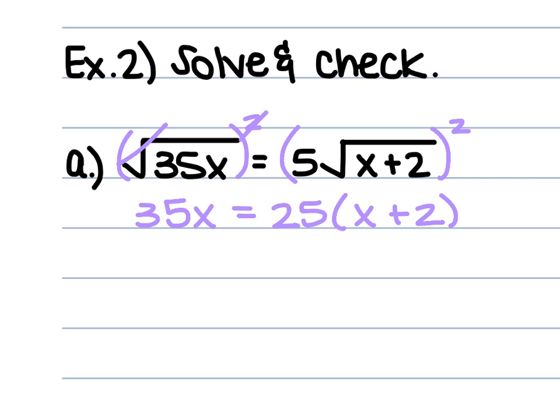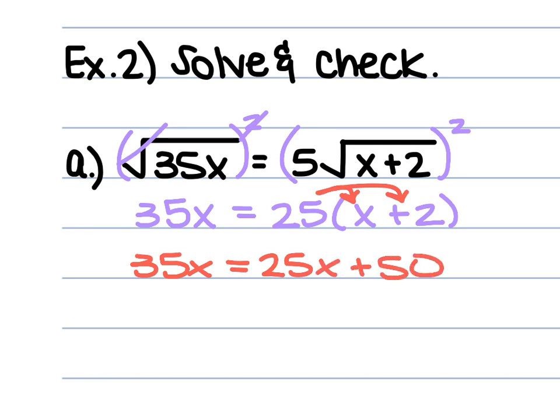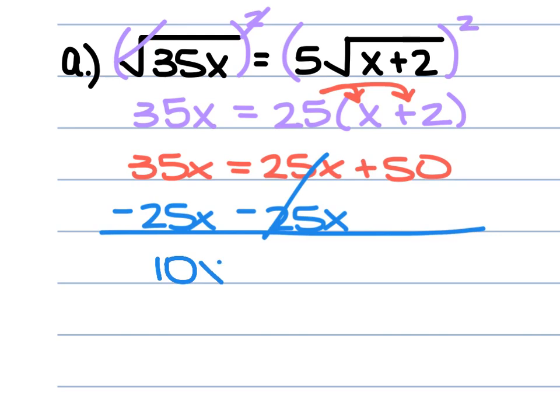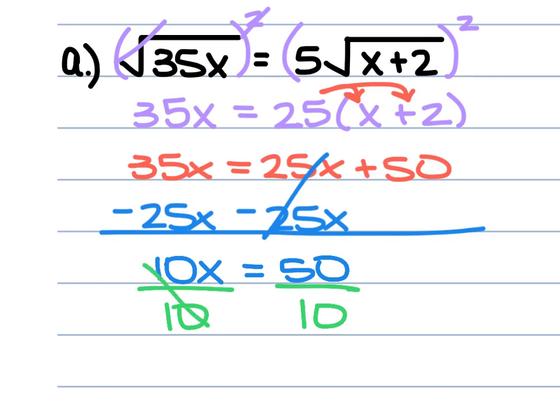So we're going to have 35x is equal to 25 times x plus 2. We're going to distribute the 25 to leave us with 35x is equal to 25x plus 50. We're going to subtract each side by the 25x to get our x's by themselves. And we're going to be left with 10x is equal to 50. Divide each side by 10, and x is equal to 5.